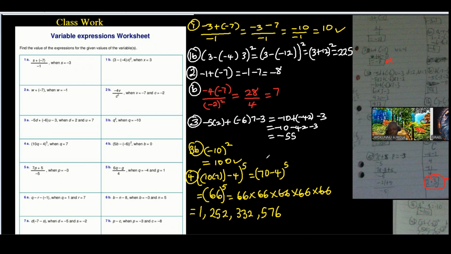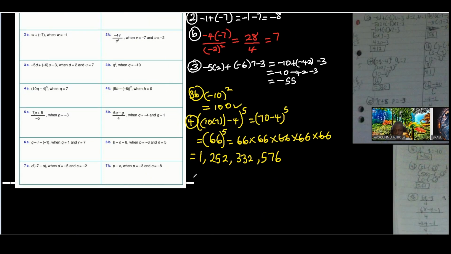Okay, now the next one is 4b. Question 4b says 5b, then b is 0, so 5 times 0 is 0, okay? Minus negative 6, then everything all squared. So since this first part has a 0, this is 0, so all we are left with is negative into negative 6, then all squared. Okay. And this is minus times minus is plus. That is plus 6 squared. And that is 6, that is 36.